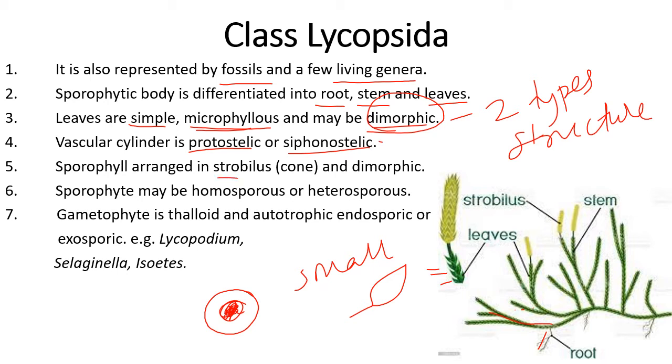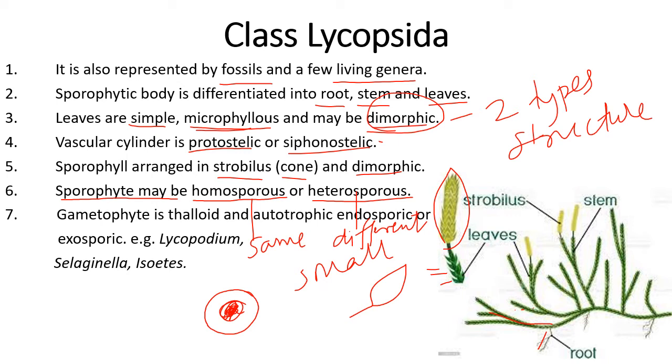Sporophylls arranged in strobilus, that is cone, and dimorphic. Here you can see this is a strobilus, and dimorphic means sometimes it may be of two different kinds of spores. Sporophyte may be homosporous or heterosporous. Now homosporous means spores are of same size, and heterosporous means spores are of different size. So both kind of pteridophytes can be seen in this class.